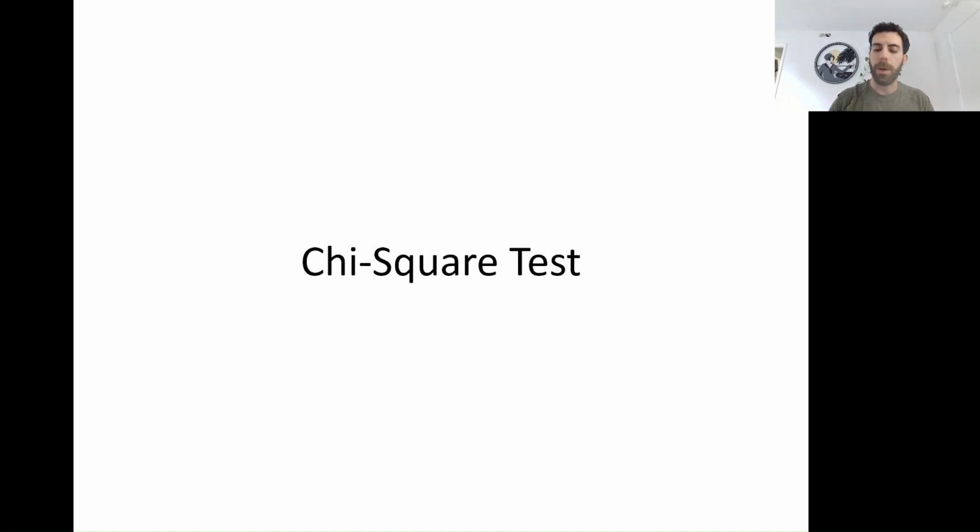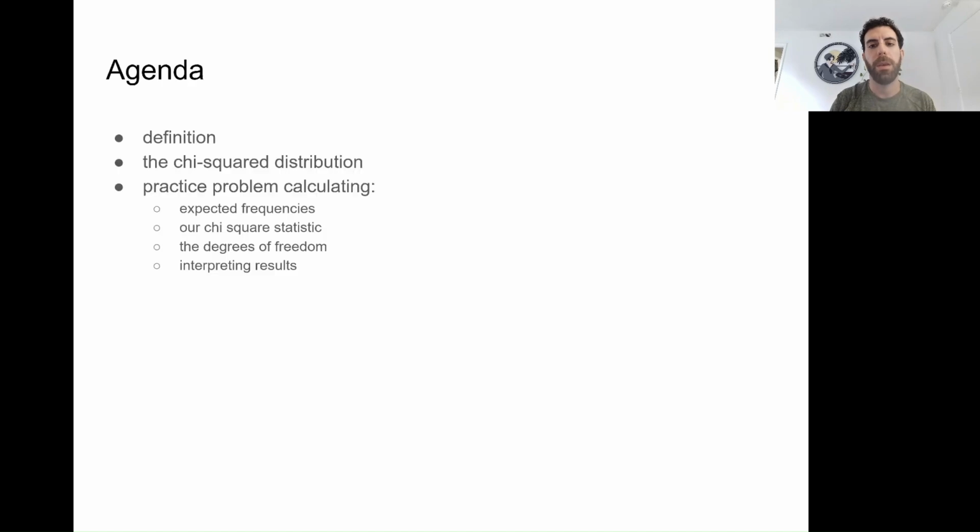Hey everybody, so as I mentioned in last lecture, today we're going to go over the chi-square test. Brief agenda, we're going to start with the definition like always. We're going to look at the distribution like we usually do, the chi-square distribution. In this case, we've looked at t, we've looked at f, now we're going to look at chi-squared.